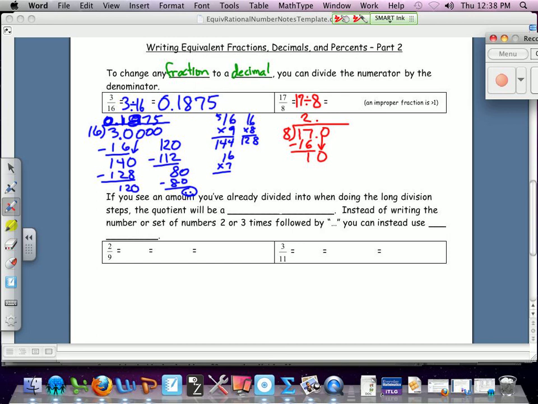How many times does 8 go into 10 without going over? Once. 1 time. Because 1 times 8 equals 8. And then 10 minus 8 equals 2. And then 2 is in, brother tells us to bring down, now we're going to be dealing with 20.